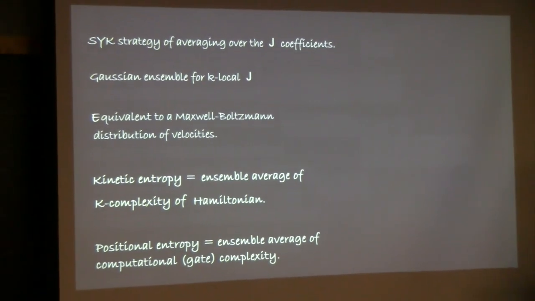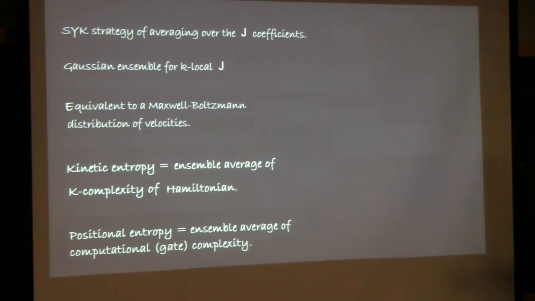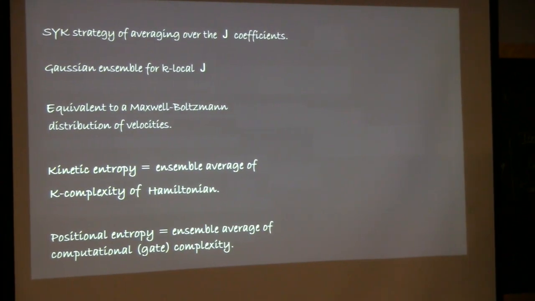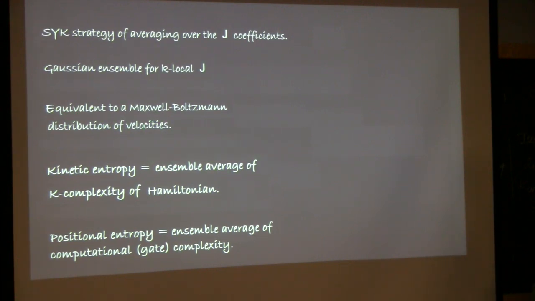Okay, now let's consider exactly the SYK strategy of averaging over J coefficients. That's the ensemble that we're going to think about. In particular, let's follow SYK and the other people who study this and make a Gaussian ensemble for the J's. Since the J's are nothing but velocities, the Gaussian ensemble for J is equivalent to a Maxwell-Boltzmann distribution of velocities. It's a little like kinetic theory. The probabilistic character of the Hamiltonian translates into motion on this space by saying the initial state is Maxwell-Boltzmann distributed in velocities.